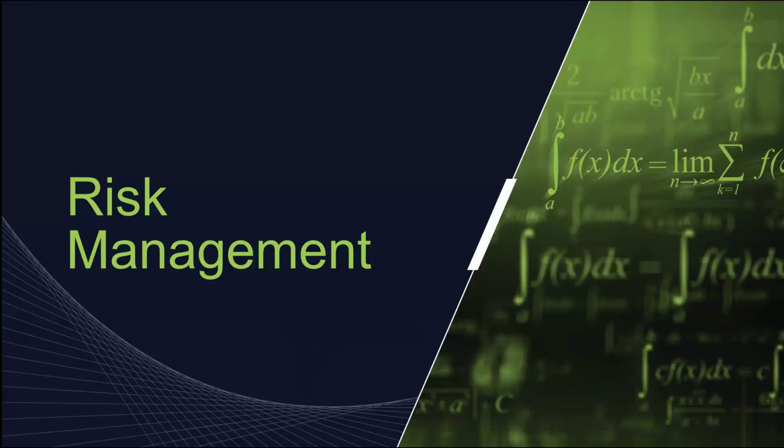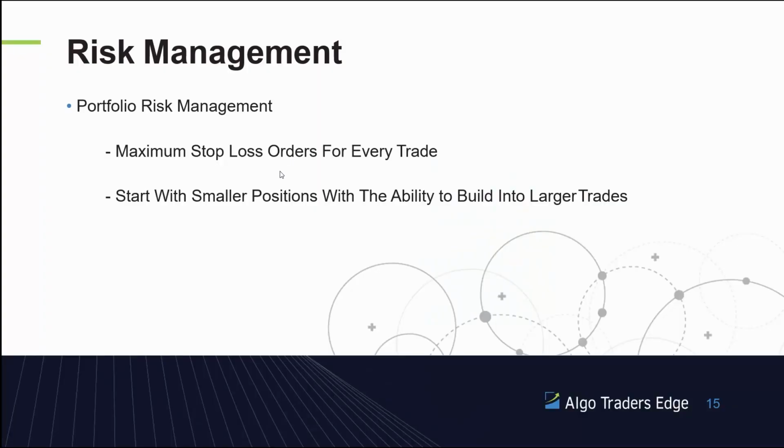Now let's talk about risk management and how this works. There's a couple different things we've done with the systems available at ATE. We have portfolio risk management. Every single strategy, every single trade we take has a maximum stop loss, so that we're not going to come in and have the market just move against us and move against us and move against us. There is that uncle point where it says, okay, enough is enough and time to get out of the trade. So every trade has a stop loss.